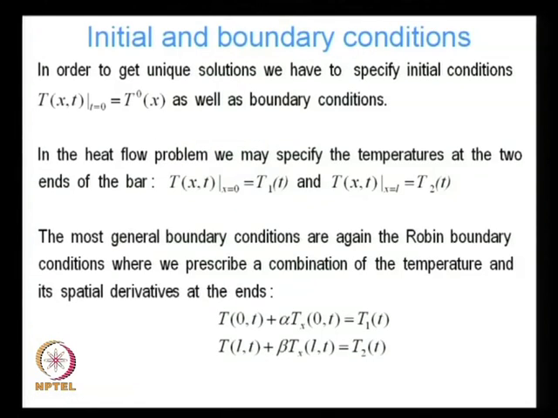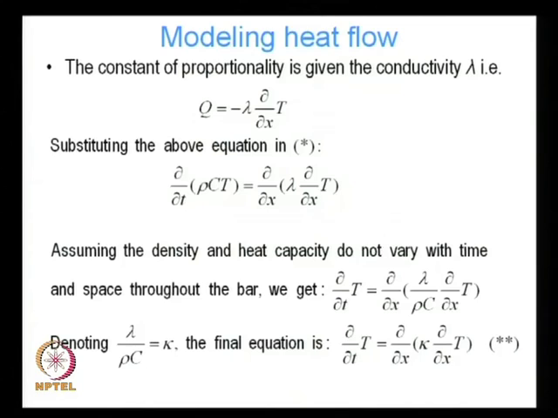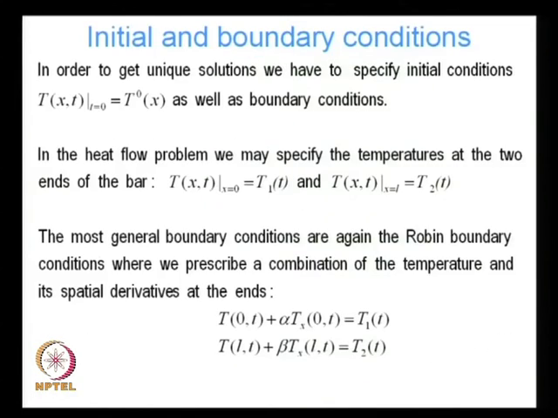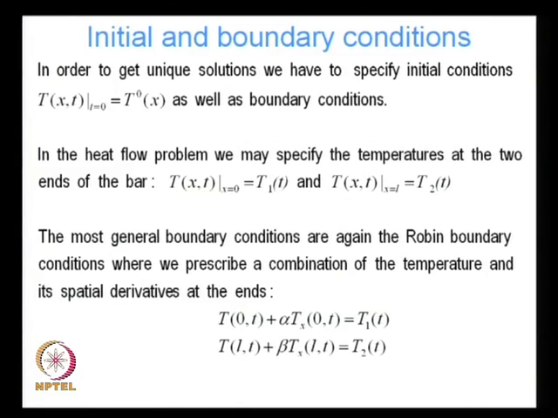So this is my final equation, my diffusion equation for heat flow. In order to get unique solutions, again we have to specify initial conditions, which tell me the temperature at time t equal to 0 in my spatial domain. At time t equal to 0, how does my temperature vary in space? That is T0(x), a function of x. So that is my initial condition.